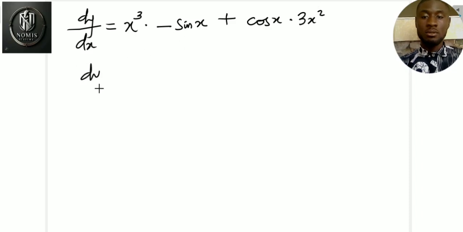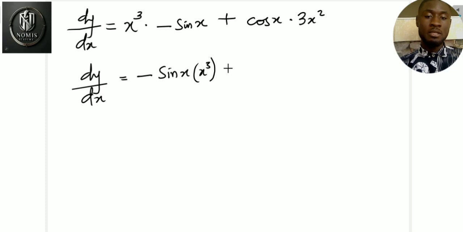So finally our answer, dy/dx, is equal to minus sine x multiplied by x raised to the power of 3, plus the same thing here, 3x squared multiplied by cos x.